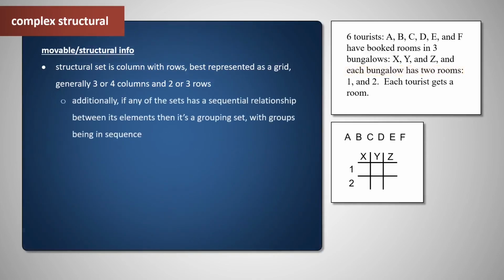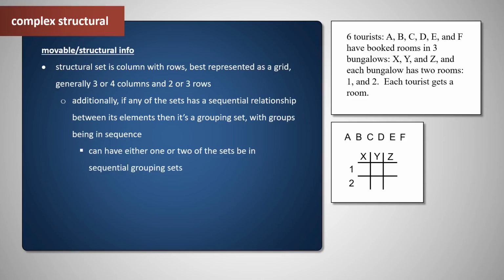Additionally, if any of the sets has a sequential relationship between its elements, then you know that it's a grouping set, with the groups being sequence. So whenever you see sequence, that virtually all the time lets you know this is a structural set. You want to put that across the top. And like I said, you can have either 1 or 2 of the sets be in sequence, or be sequential grouping sets.